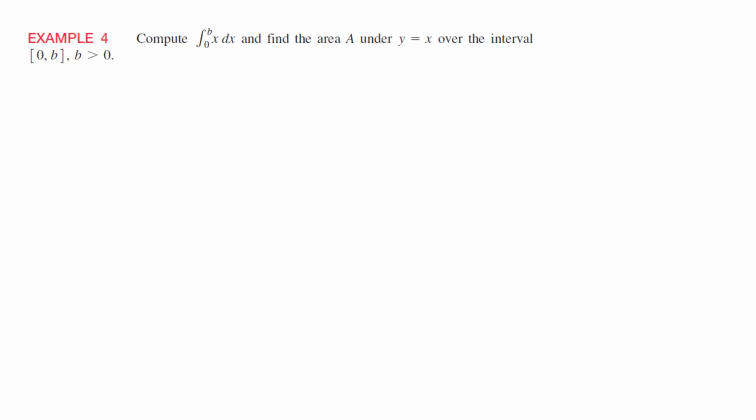Now, an example: compute the integral from 0 to b of x dx. That is, our f(x) here is x, and a here is 0, b here is b. Find the area A under y equals x over the interval, with b greater than 0. So let's try.